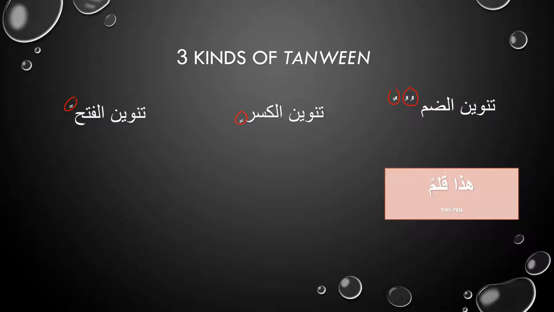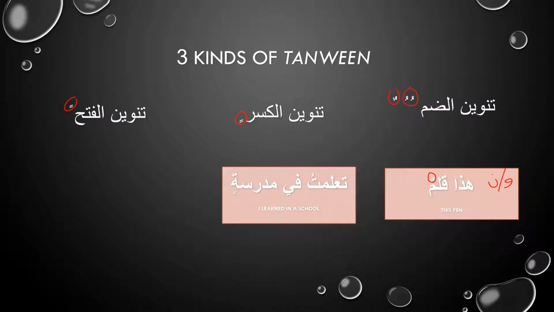هذا قلم. When you see two dhammas at the end, then you have to add n sound. If you forgot, remember how you read dhamma, u, let's just add n to u. So you say قلم, un. تنوين الكسر, for example, تعلمت في مدرسة. Remember kasra, e sound, then add n. تعلمت في مدرسة. Why am I adding ta sound? Because we have here ta marbuta.